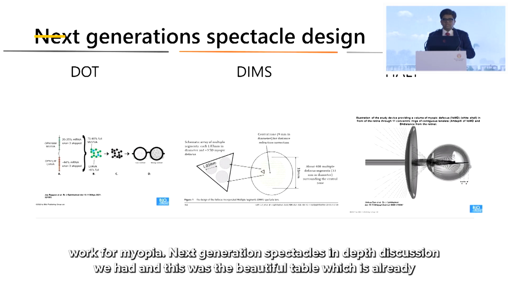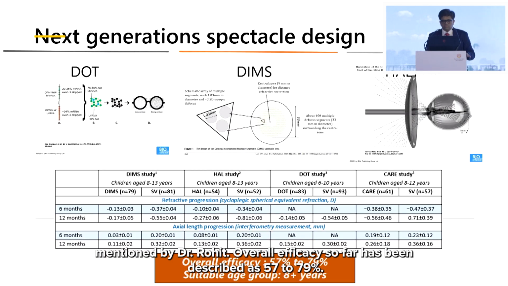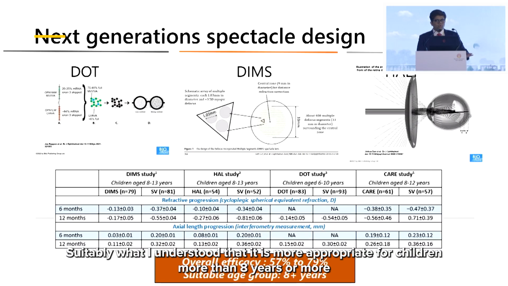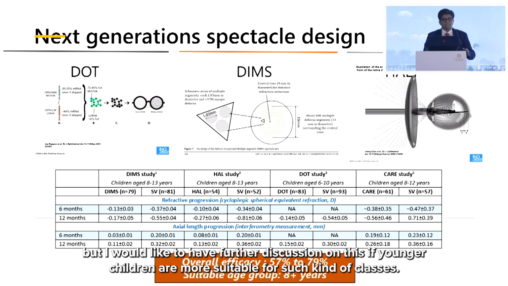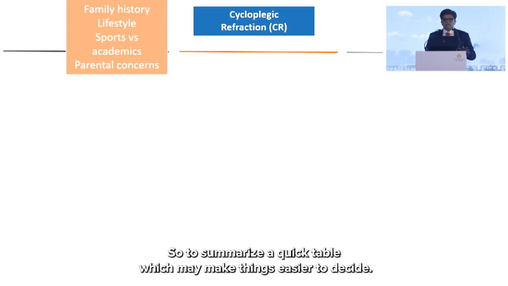Next generation spectacles, an in-depth discussion we had, and this was the beautiful table which was already mentioned by Dr. Rohit. Overall efficacy so far has been described as 57 to 79%. What I understood is that it is more appropriate for children 8 years or more, but I would like to have further discussion on whether younger children are suitable for such kinds of glasses.